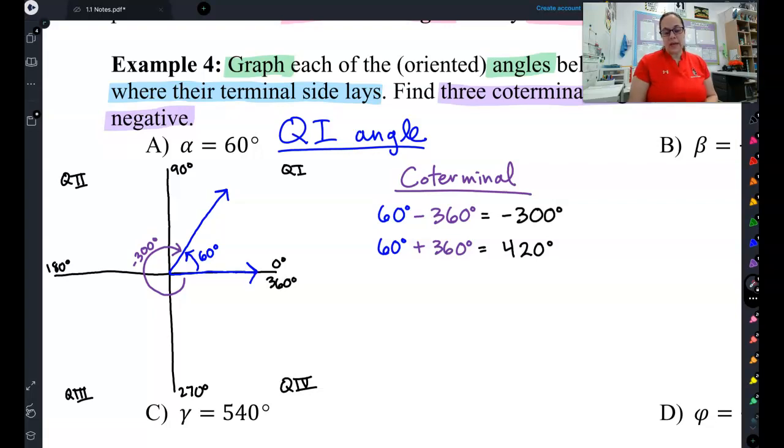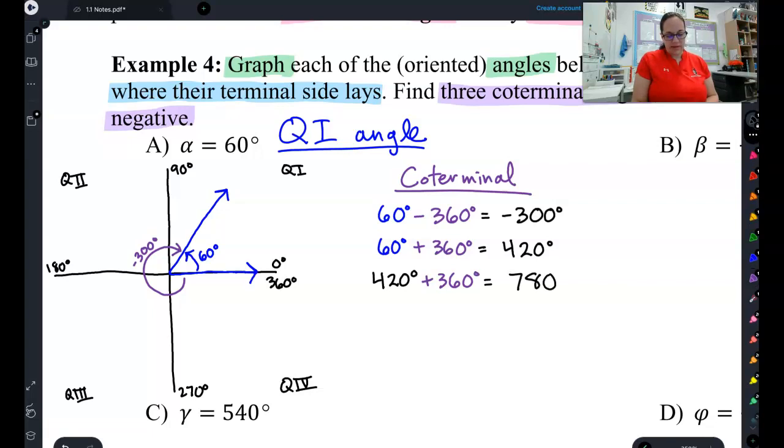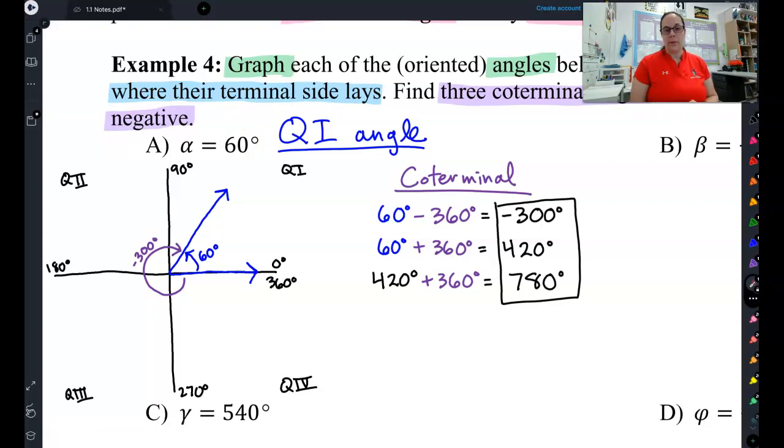So I'm going to say, let's do another positive one. So I'm going to take my 420. I'm going to add another 360 to it, so I get another positive coterminal angle, and that gives me 780. So all three of these will be coterminal to 60. They all share the same terminal side, they're just different amounts of circles apart.